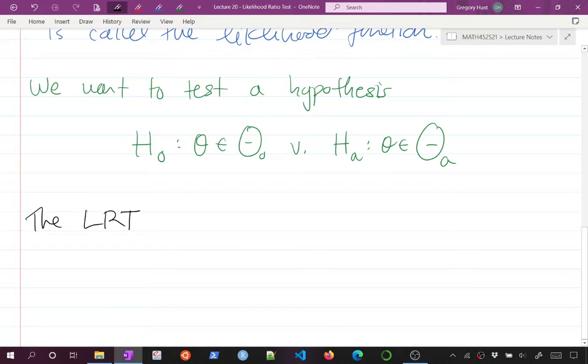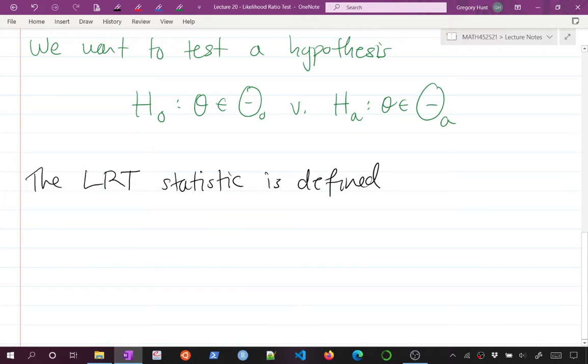The LRT statistic is defined, so first we're going to define what we're calling the LRT statistic, and then we're going to use it to define a test, which is something that we often do. So we're going to define the likelihood ratio test statistic. And it's typically denoted with a lambda of x, so it's a statistic as a function of our sample, and you could even make this random if you want.